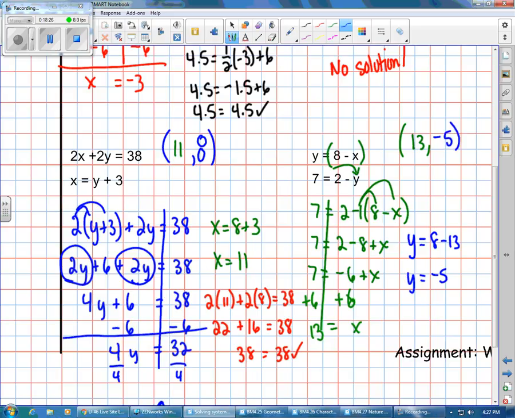Now you can check it. Does 7 equal 2 minus negative 5? When you're subtracting a negative, you add the opposite, so 7 is going to equal 7. It's a good answer. Your assignment is on the next page.